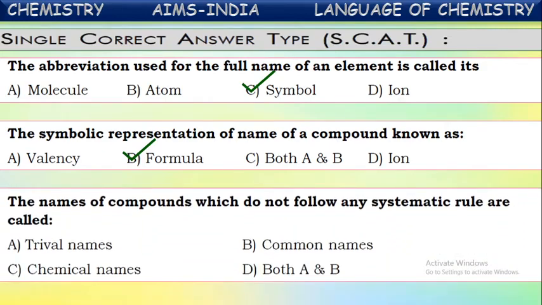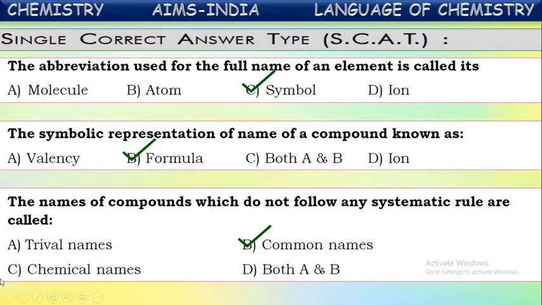The names of compounds which do not follow any systematic rules are called. Yes, while discussing the naming of chemical compounds, we said at the end that there are certain compounds having names which do not follow any systematic rules. They are given commonly based upon their sources, their uses and their properties. For certain compounds, some names are given in general. Actually, they do not have any peculiar rules in giving that name, but because of familiarity, these are still continued now. What are those names called? They are called tribal names or common names.